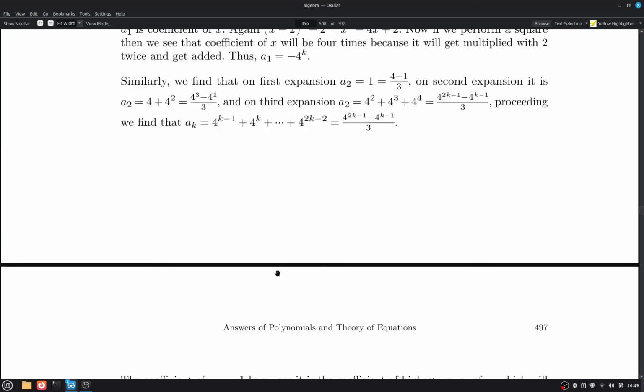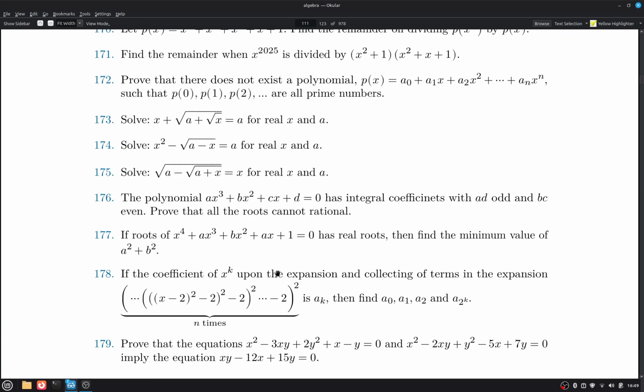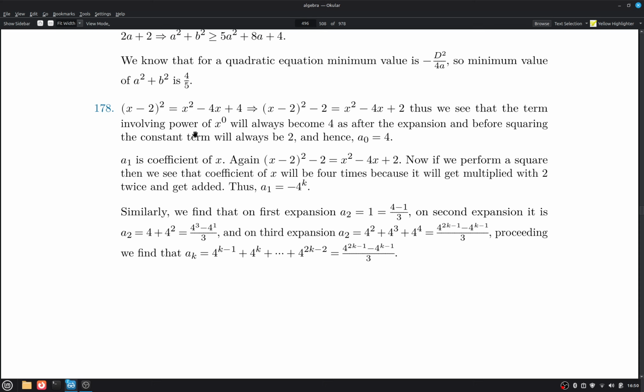Next problem might seem a bit complicated, but we'll try to solve it. If the coefficient of x^k upon expansion and collecting the terms of the expansion is a_k, then find a0, a1, a2 and a2 to the power k. Excuse me. So this problem can be a very nasty problem. If you try elementary solutions, it wouldn't work. You have to get creative in this problem. Okay, let's look at the solution.